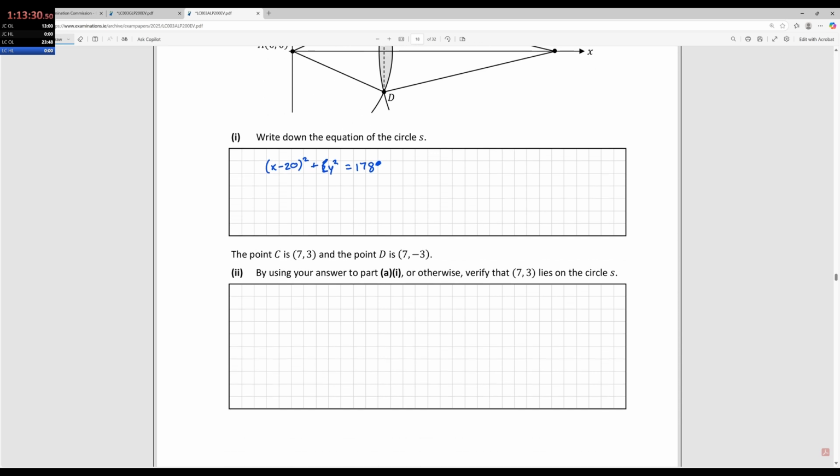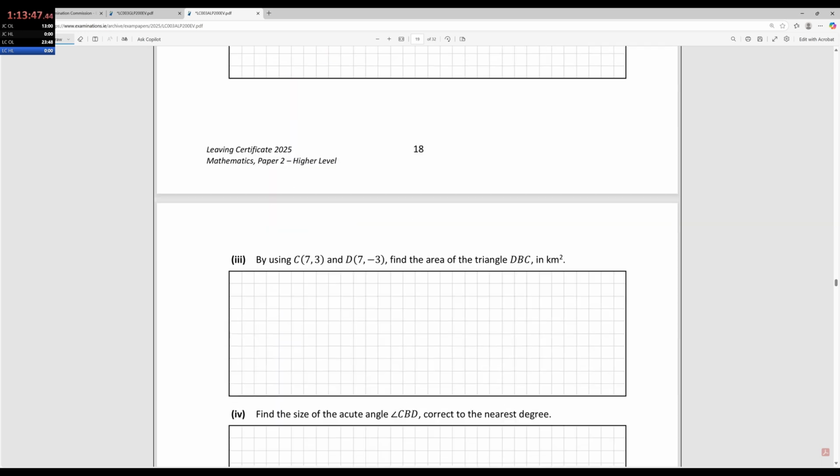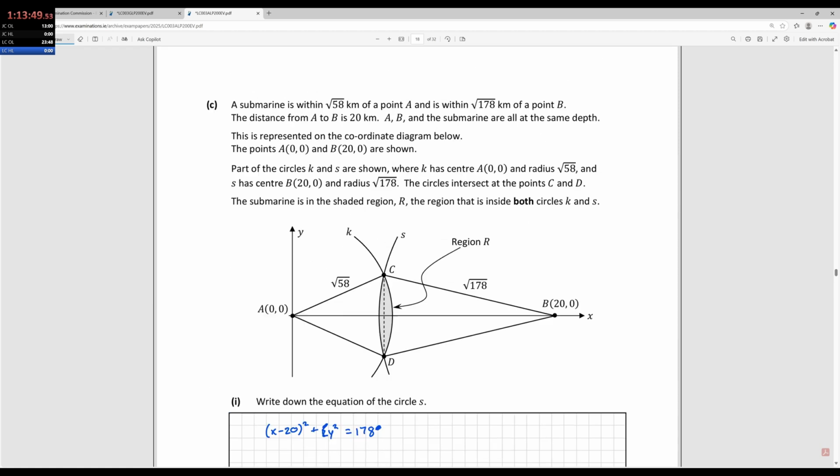Okay, so we just sub it in. So we'd end up with 7 minus 20 squared plus minus 3 squared. That would be minus 13 squared, which would be 169. 169 plus 9 is equal to 178. We've done it. Now, by using these, find the area of the triangle DBC.